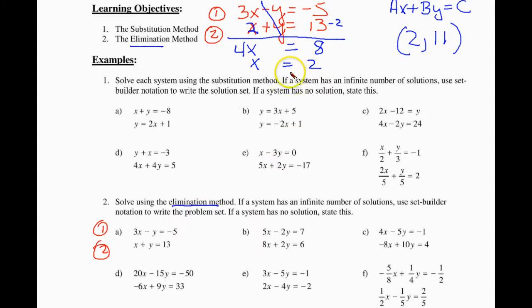Now, you will get times when there are an infinite number of solutions and times when there is no solution. And basically, it's very similar to what we just did. If the letters eliminate and you get a true statement, it's an infinite number of solutions. If you eliminate the letter and you get an untrue statement, like 5 equals 2, then that would be no solution. And this is what they're asking you to state.